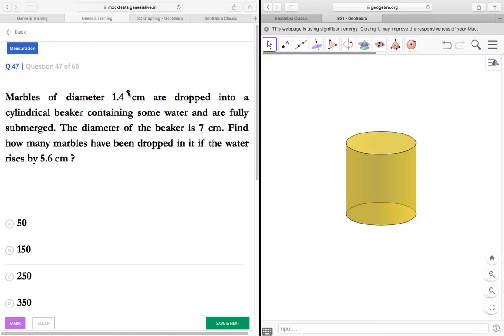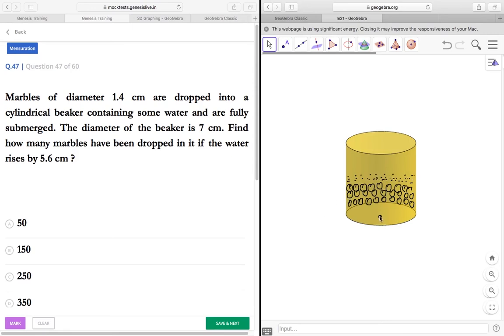Marbles of diameter 1.4 centimeter are dropped into a cylindrical beaker and fully submerged. So let's consider this as a cylindrical beaker, and it is filled with water. Let's assume that it is filled with water. Then some stones are dropped, marbles. Now the assumption is the shape of the marbles is spherical. All right, let's say this is the layer till the marbles has been filled, and then on the top there's some water.